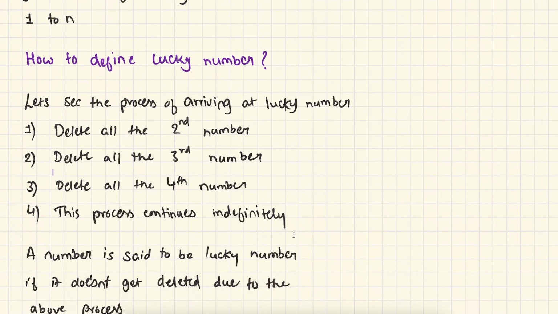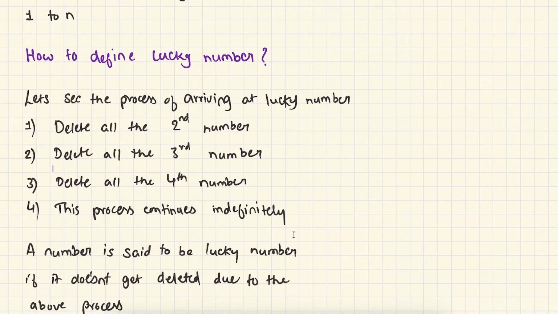So a number is said to be a lucky number if it does not get deleted due to the above process. You follow the entire process and reach the state where you can say that this is the lucky number. How do you decide if a number is lucky or not? You simply check if that number doesn't get deleted due to the above process, then it is a lucky number.